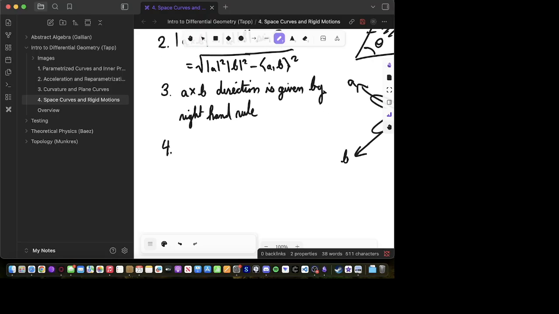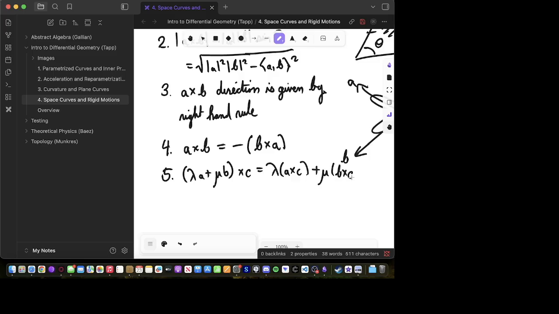Additionally, we have that A times B is the negative of B times A. Furthermore, we have that if we have some scalars, lambda and mu, then this expression becomes this, and it's basically the same for the second argument, so I'm not going to write that down.